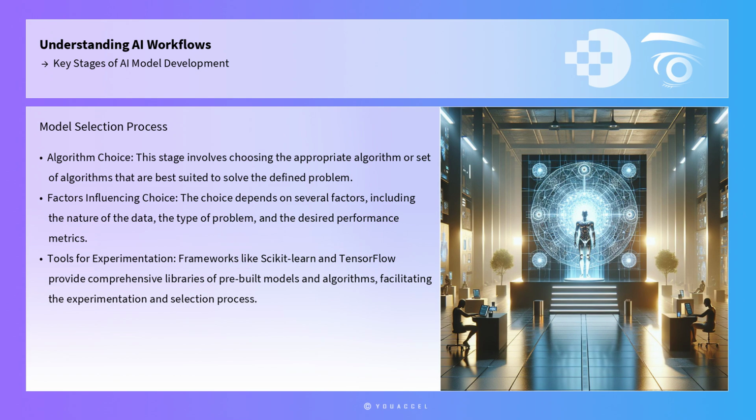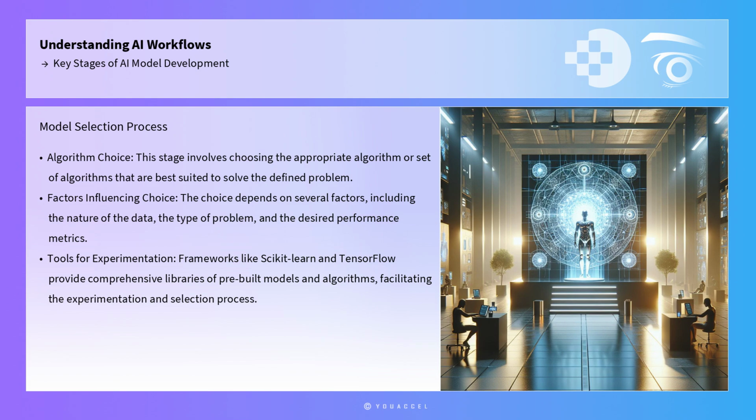Following data preparation, the focus shifts to model selection. This stage involves choosing the appropriate algorithm or set of algorithms that are best suited to solve the defined problem. The choice depends on several factors, including the nature of the data, the type of problem, and the desired performance metrics. For instance, decision trees might be suitable for a straightforward classification task, while deep learning models could be more appropriate for complex image recognition challenges.